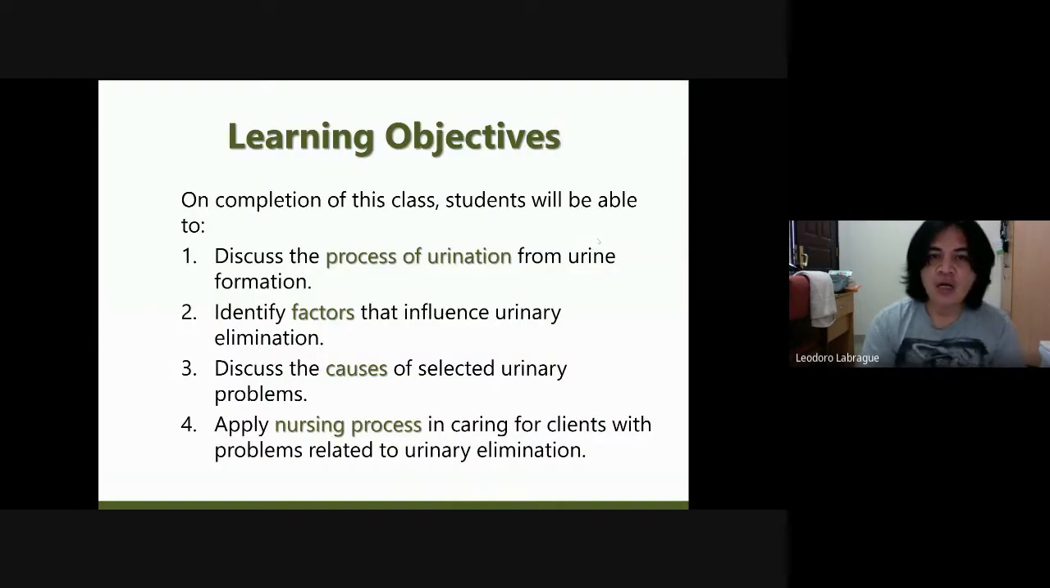And these are our learning objectives. Discuss the process of urination. What are the factors that influence urination? What are the different urinary problems? And we're going to discuss also what are the causes. And most importantly, we're going to discuss the different nursing process.